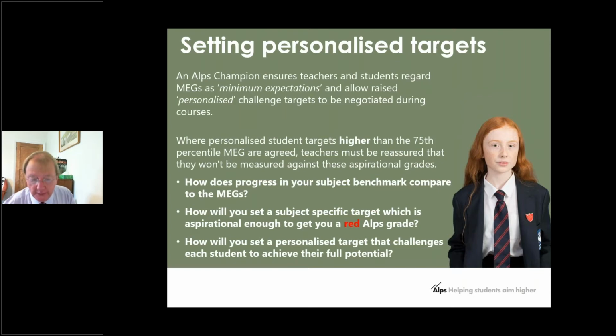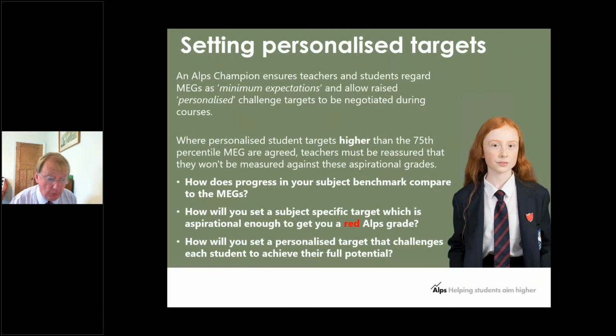Now, they can be done for a whole host of reasons, and I've listed a few at the bottom there. And clearly, one of them might simply be, and we'll look at that in a moment when I go into Connect, are the MEGs going to make sure, if you achieve those MEGs, that you'll be red hot next summer? And if not, of course, what might you need to do to enhance and increase the challenge to give you a fighting chance of making sure, if you get those personalised targets, you will be in the red?